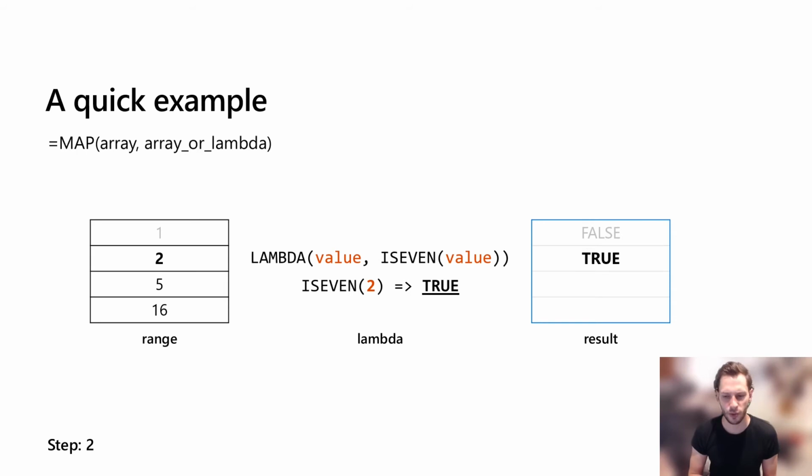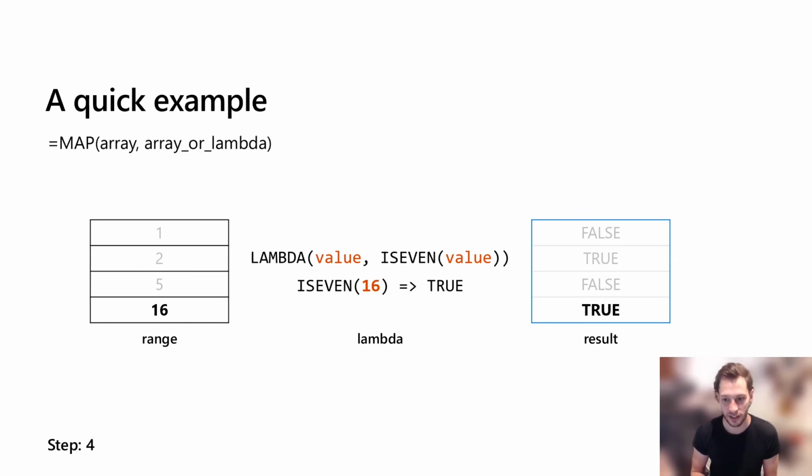So in this case, Excel will say, hey, is the value 2 even? It sure is. That answer is true. And then it's going to add the value true to the output array that you will eventually see when the calculation is done. Next thing Excel is going to do is obviously pull the next value. That happens to be 5. 5 is not an even value, so Excel returns false.